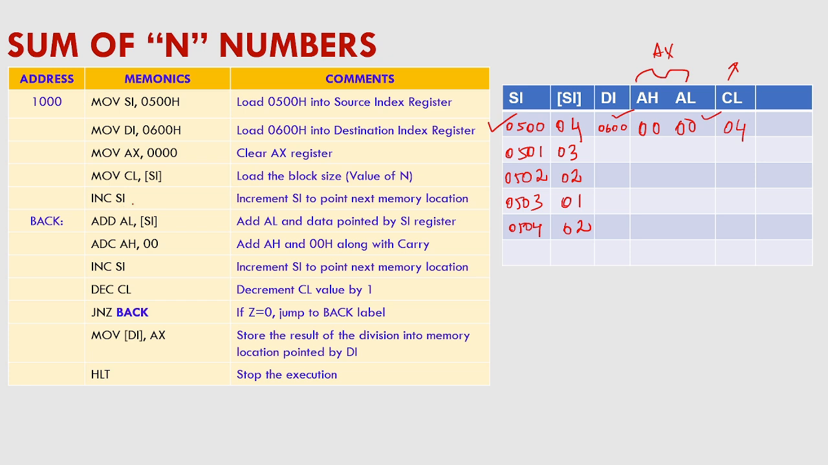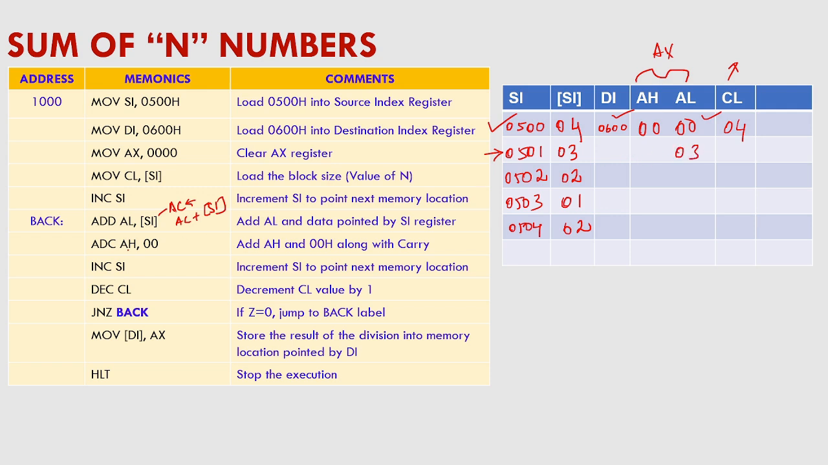Now increment SI. The current value is 0500, and when incremented it becomes 0501. What is the current address in SI? 0501. What is the data held there? 03. That goes to AL, so AL equals AL plus the content of SI. Now AL is 00, and when added with 03, it will be 03.